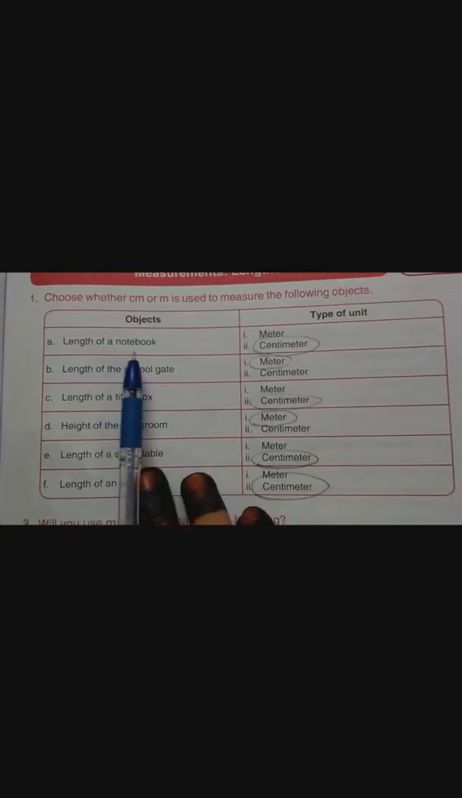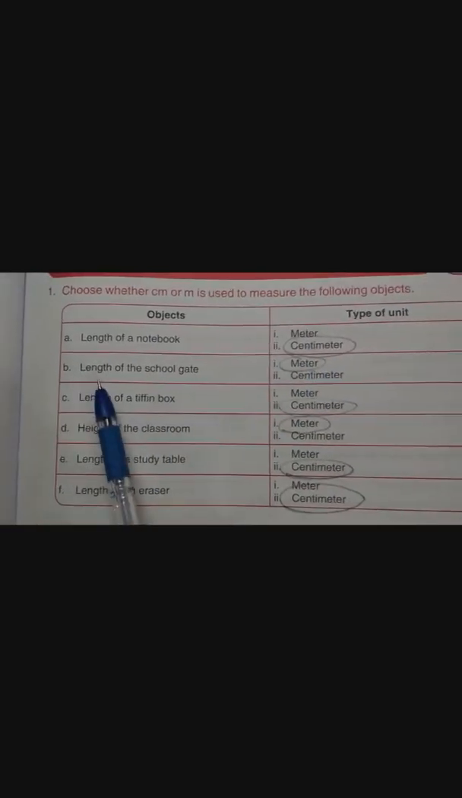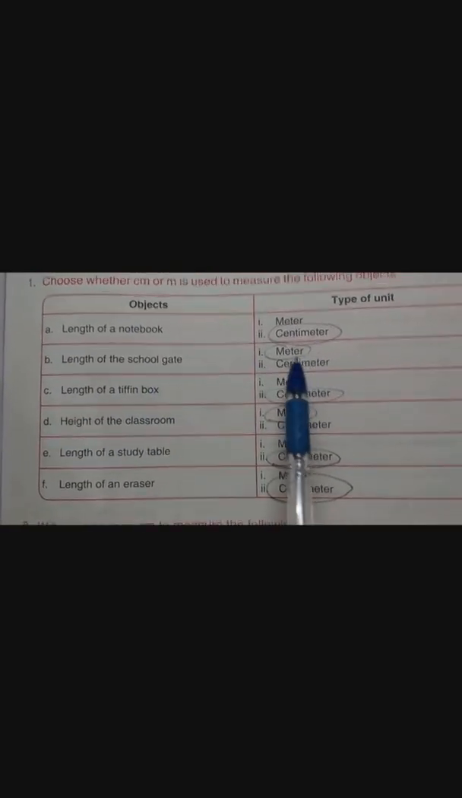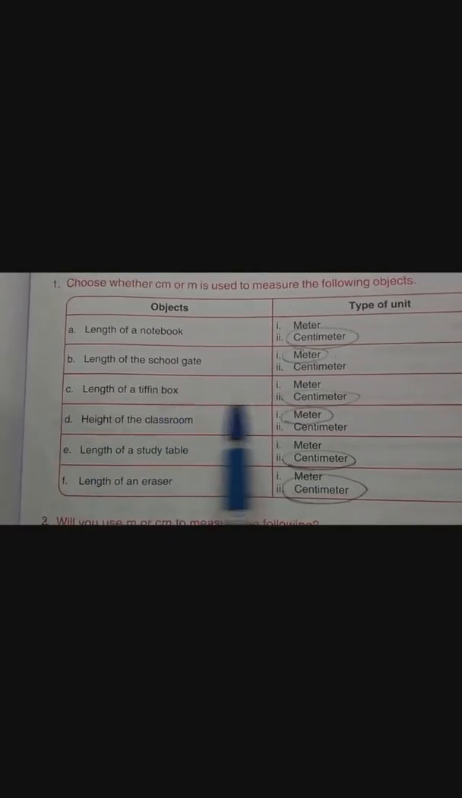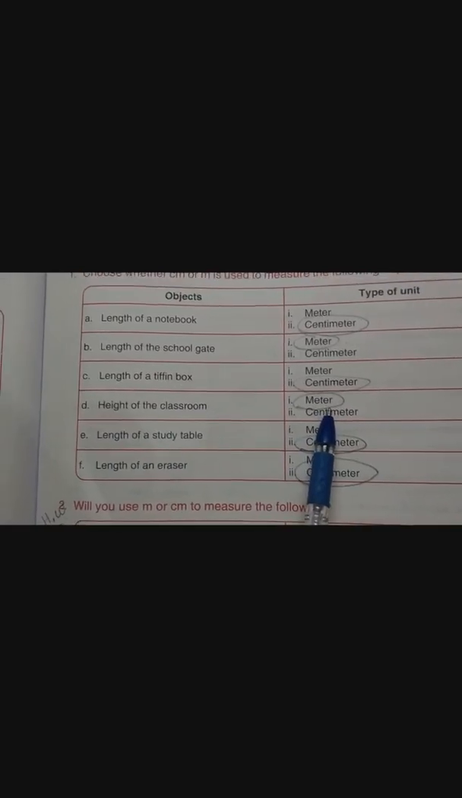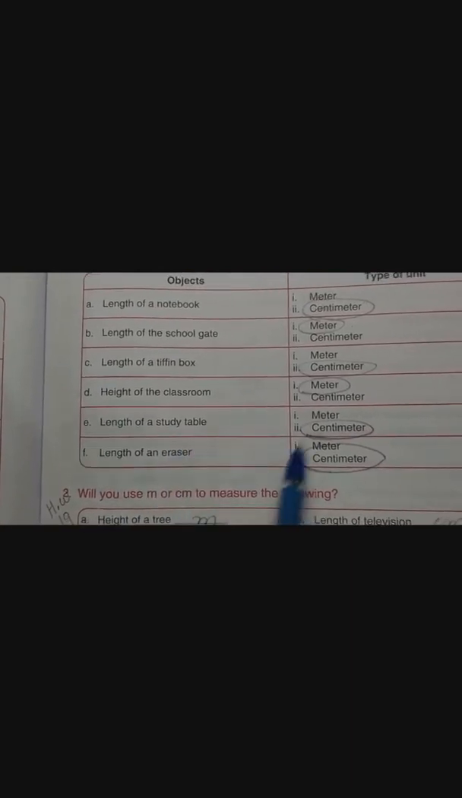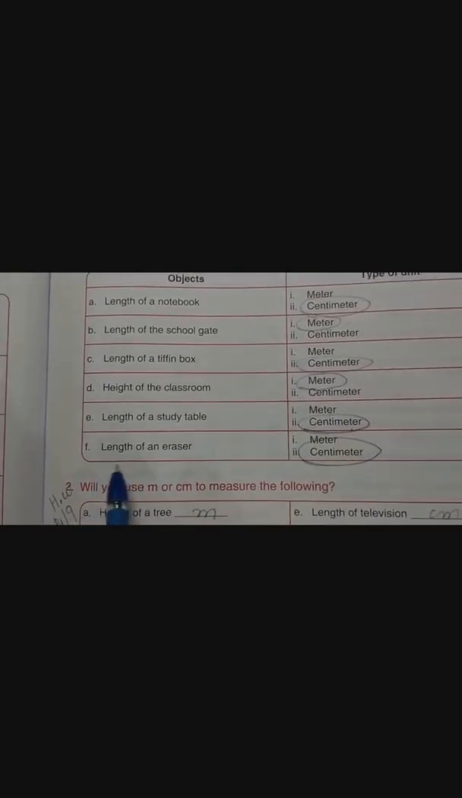So length of the notebook, that means centimeter. Type of the unit is centimeter. Length of the school bag, so meter. Type of the unit, meter. Length of the tiffin, type of the unit is centimeter. Height of the classroom, type of the unit is not centimeter, meter is there. Length of the study table, centimeter is there. Length of an eraser, centimeter.